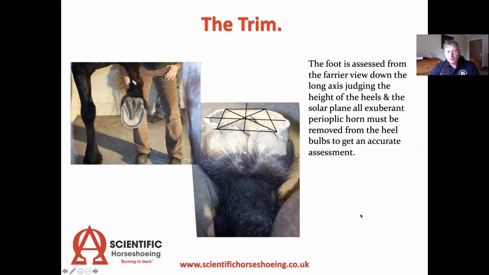Assessing the foot. The foot is assessed from the farrier's view down the long axis, judging the height of the heels and the solar plane. All excessive or exuberant perioplic horn must be removed from the heel bulbs to get an accurate assessment. So when we're going to dress the foot, we need to be able to see the plane of the foot clearly when looking down the long axis. What we're looking for is that the plane of the foot should be perpendicular to the long axis at 90 degrees.